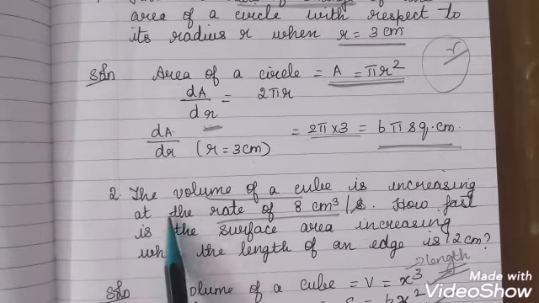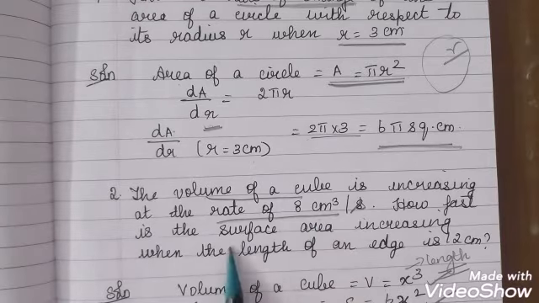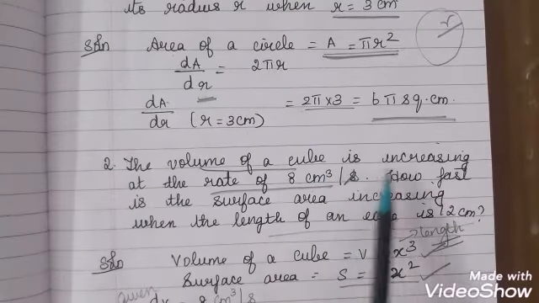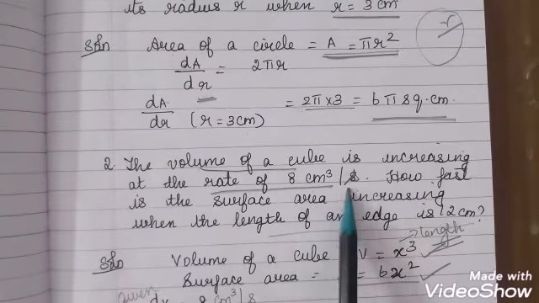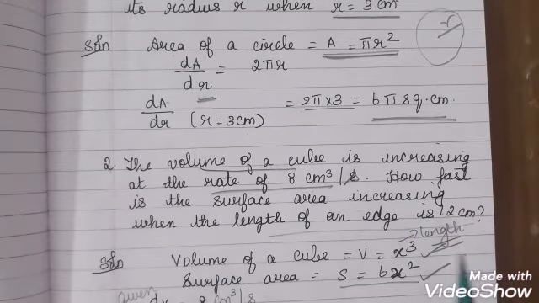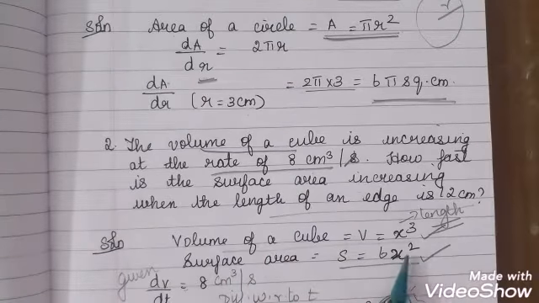Second question. The volume of a cube is increasing at the rate of 8 centimeter cube per second. How fast is the surface area increasing when the length of an edge is equal to 12 centimeter? So you have a cube, and I'll take the edge of the cube to be equal to x. You know the volume of a cube formula: V equal to x cube, where x is the length of the edge. Surface area is S equal to 6x squared.